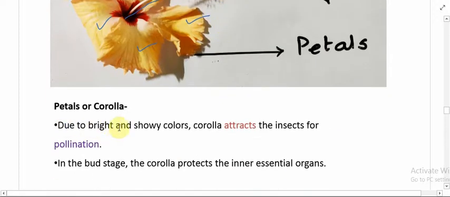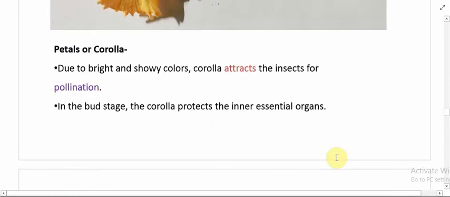So functions: due to bright and showy colors, the corolla attracts insects for pollination. In the bud stage, the corolla protects the inner essential organs. So these are two functions. You can also write them down in your copy.